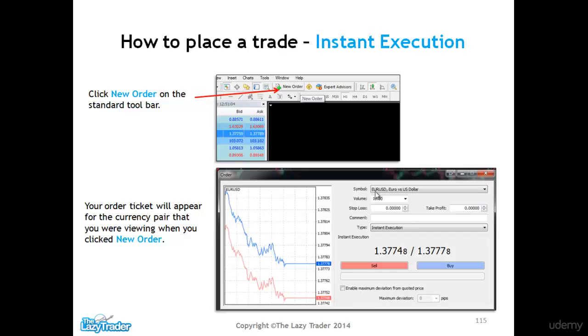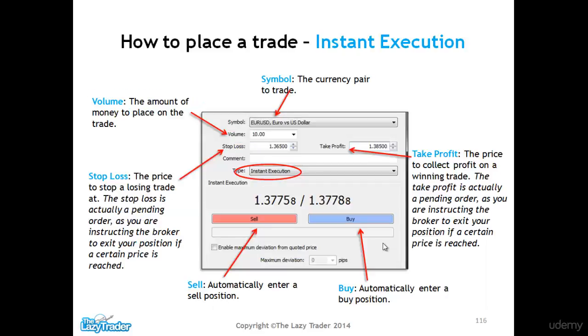So for example, we've got euro against the dollar here. We've got the volume, and where we need to put our stop loss. We've got the choice of instant execution here. As we've got the instant execution, we don't need to put in our order level because it will just get us in right there and then into the market, no matter where it is.